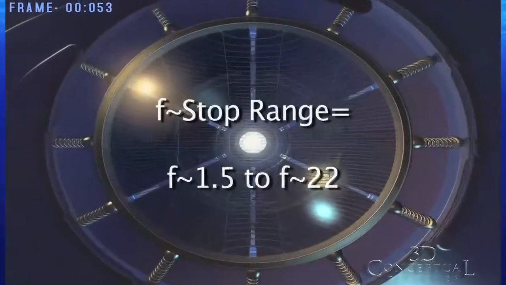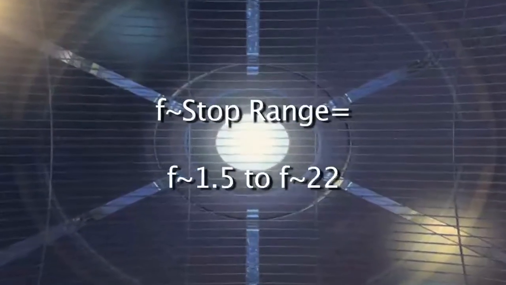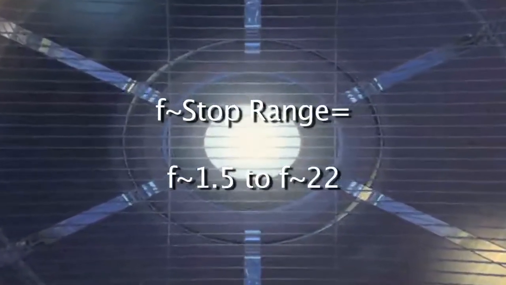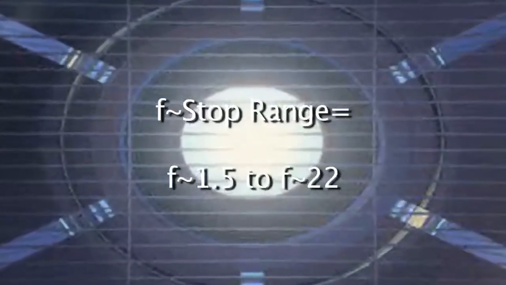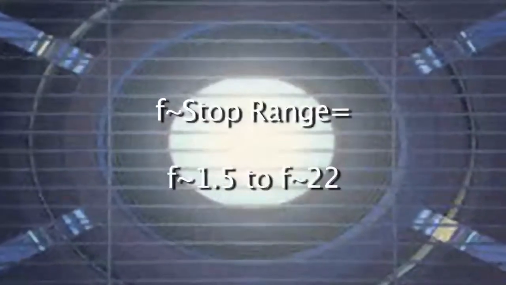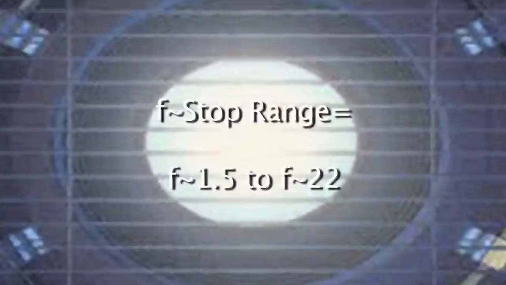The f-stop range is from f1.5 to f22. The maximum aperture or opening is f1.5 and the lowest setting is f22. The higher the f-stop number, the less amount of light allowed through the lens and vice versa.